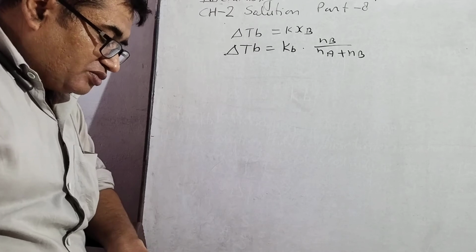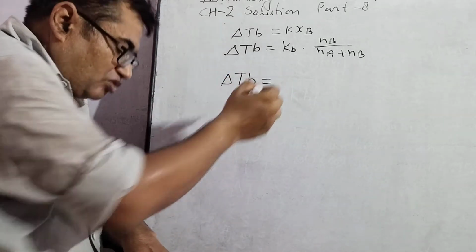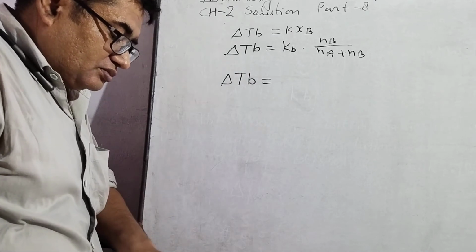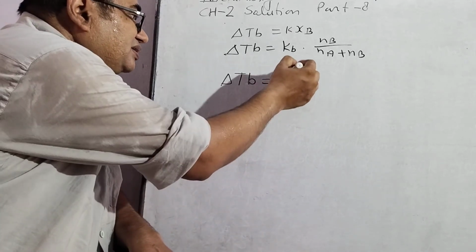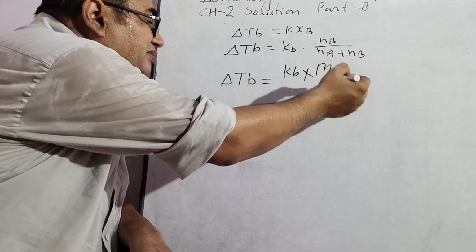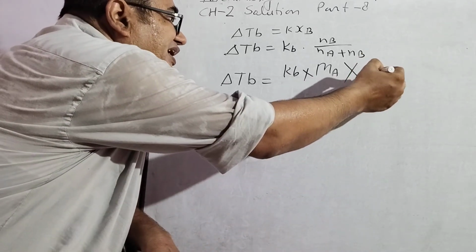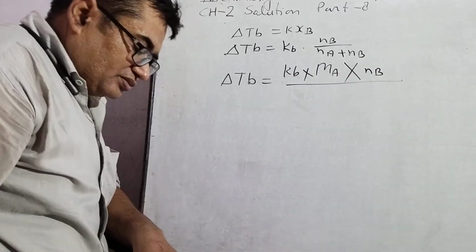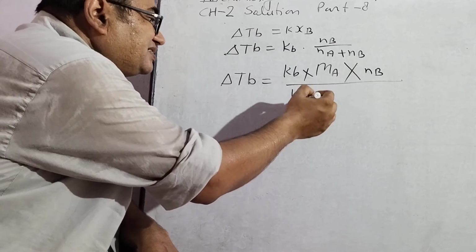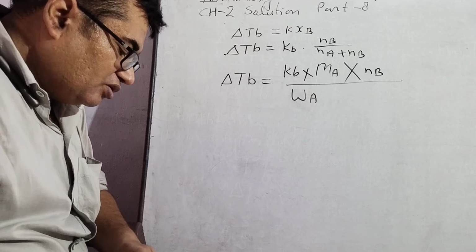So the formula will be ΔTb equal to Kb into MA, the molar mass of A component, into nB upon the mass in gram of A component. Understand? Okay.